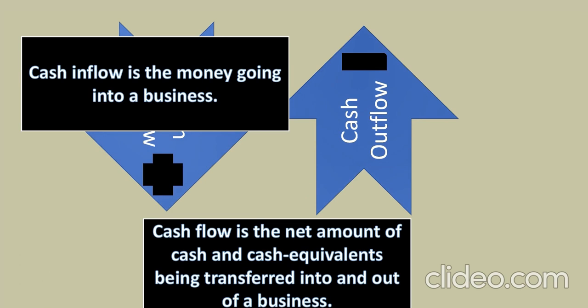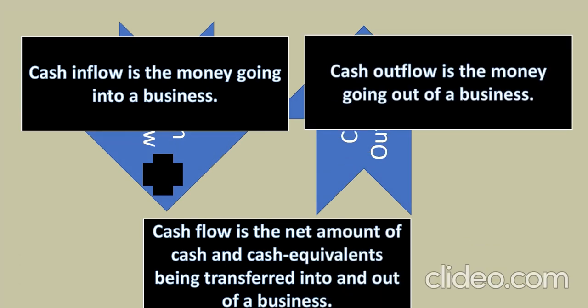How can we define these? Cash inflow is the amount of money going into a business, whereas cash outflow is the money going out of a business.